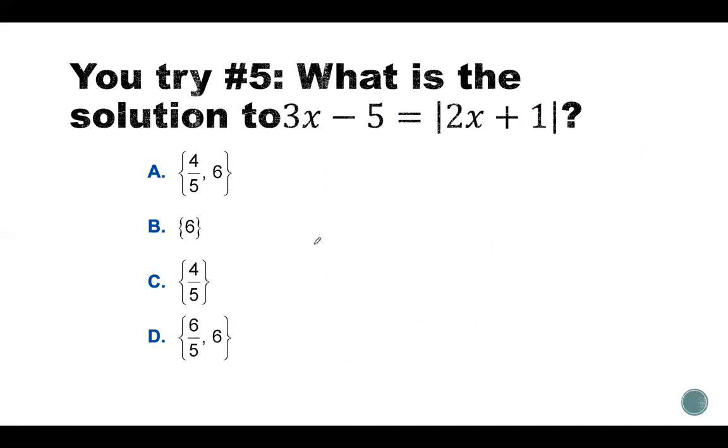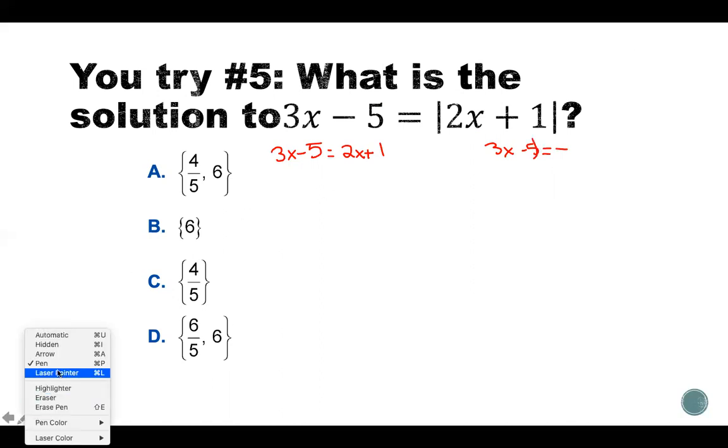All right, so we're going to go ahead and write both cases. We're going to have 3x minus 5 equals 2x plus 1. And I'm going to go ahead and set up my second case so I don't forget about it. 3x minus 5 equals the negative, we're going to do the negative version of the 3x minus 5.